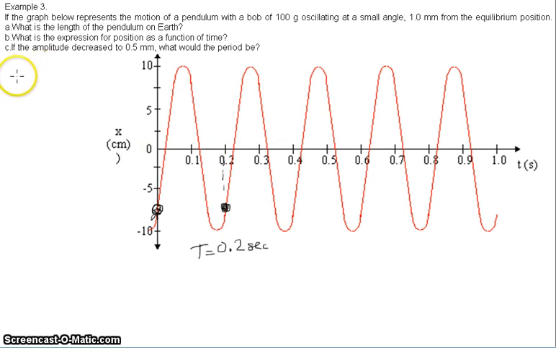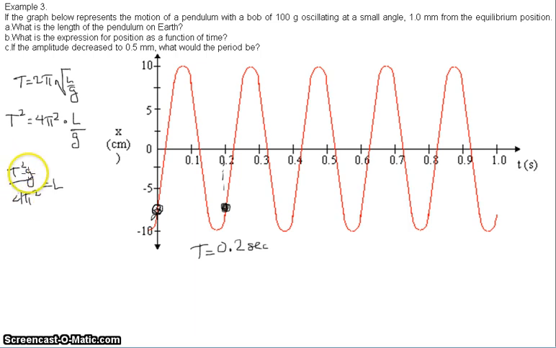Alright, so we're going to look at how the period relates to length. We have T is equal to 2π radical L over g. Okay, if I solve for the length here, we're going to have T squared is equal to 4π squared times L over g. Got rid of the square root, squared everything else, so then it'd be T squared g is equal to 4π squared L. So T squared g over 4π squared equals L.